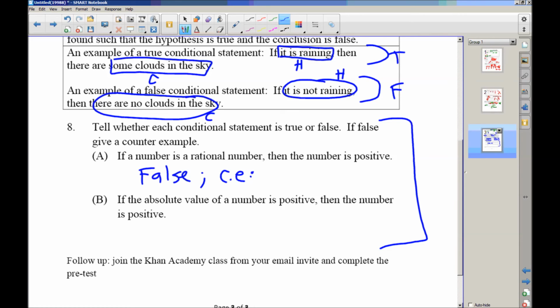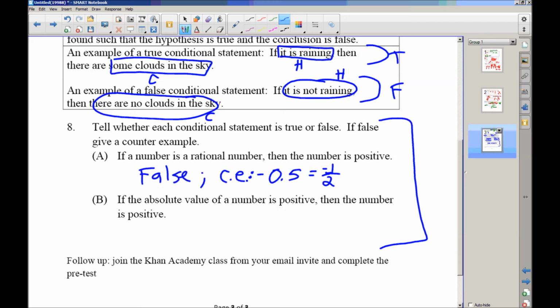My counterexample is negative 0.5. Negative 0.5 is a rational number. I can write it as the ratio of two integers, or write it as a fraction. Then, is it a positive number? No. So here's my counterexample, negative 0.5.